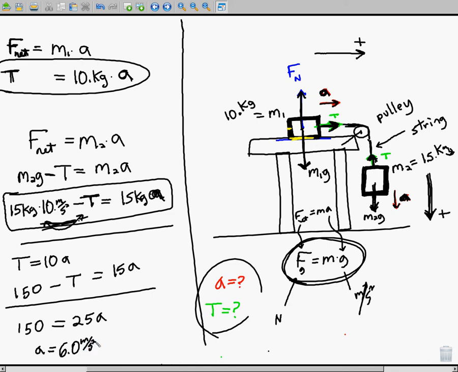And then if I substitute that back into my first formula right here, T equals 60. 60. Alright, we did it!